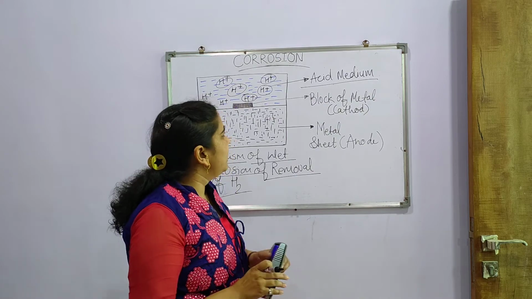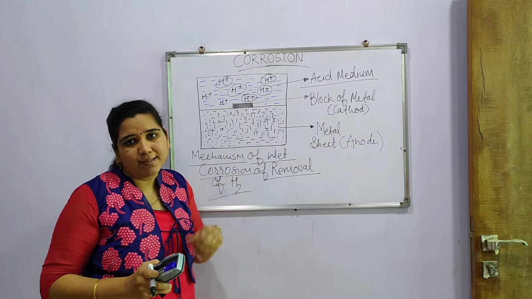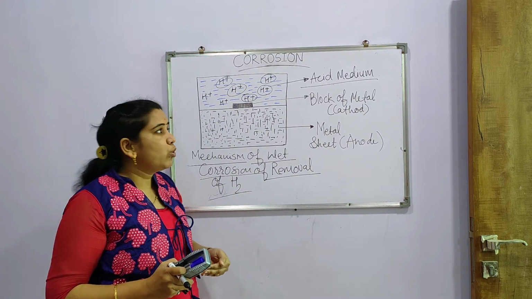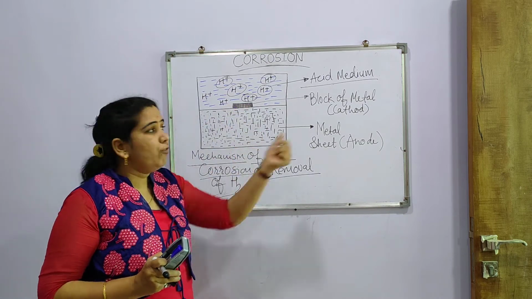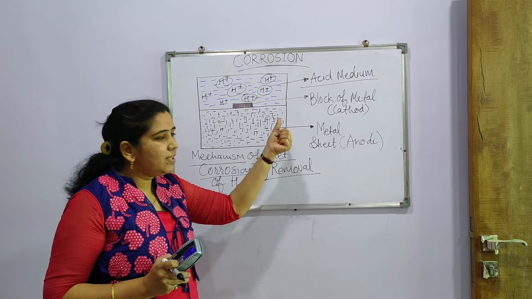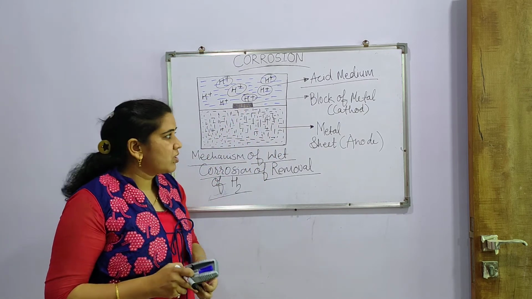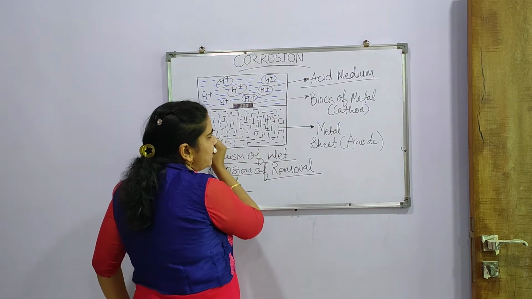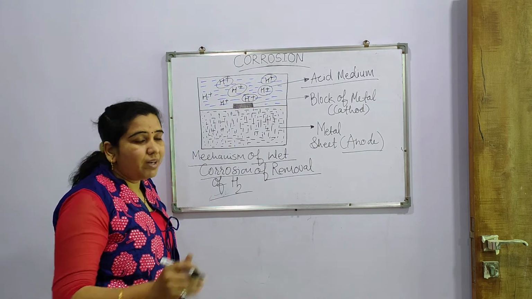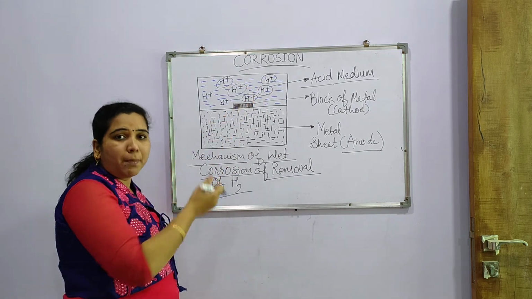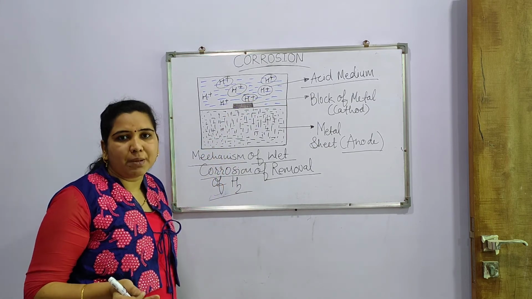For that we will see here a diagrammatic representation. Here there is a system which can be considered as carrying out the mechanism of wet corrosion. There is a large metal sheet, on which at the central portion a small block of metal is placed. This large metal sheet will act as an anode. Whenever the condition is acidic from the upper side, here there is a metal strip. Both are made of similar or different types of metal.